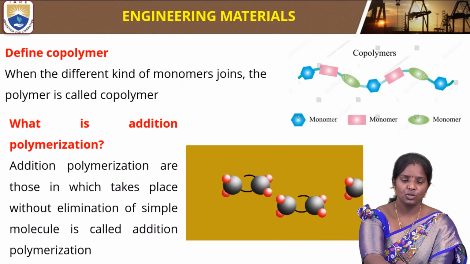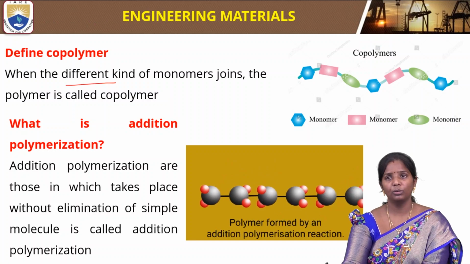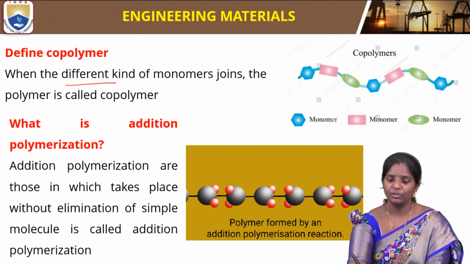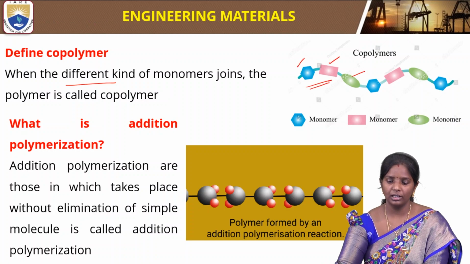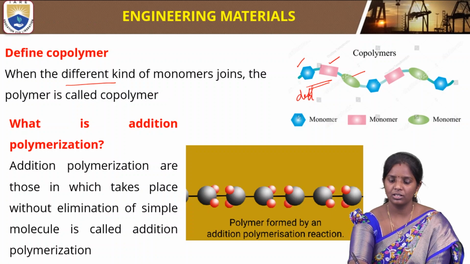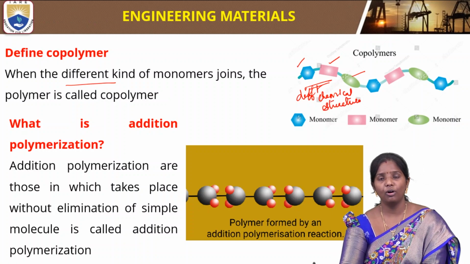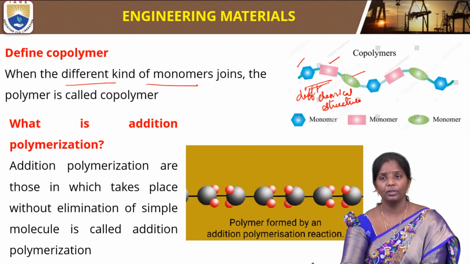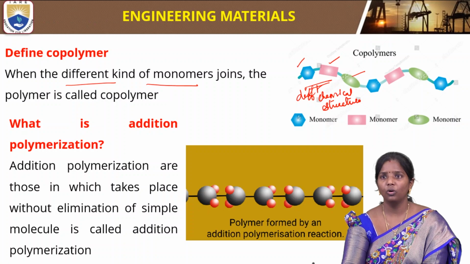Define copolymer. When different kinds of monomers join, the polymer is called a copolymer. If you see this picture, this is blue, this is pink and this is green. It means monomers with different chemical structures are used to form copolymers. So different kinds of monomers join to form a copolymer.